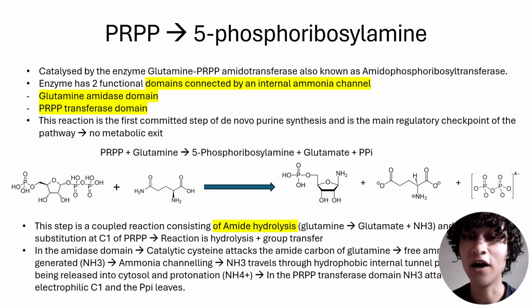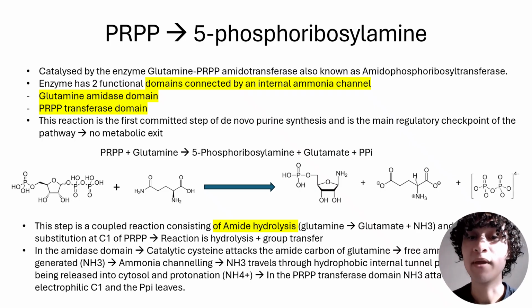Okay, because we need to isolate that amine group. We want to attach that amine group from glutamine onto our phosphoribosyl pyrophosphate. And it also has a PRPP, or phosphoribosyl pyrophosphate transferase domain, and that's where the amine group is fixated onto our ribose sugar. Now, it's important to acknowledge that those two functional domains are connected by what's called an internal ammonia channel, or an internal hydrophobic ammonia channel.